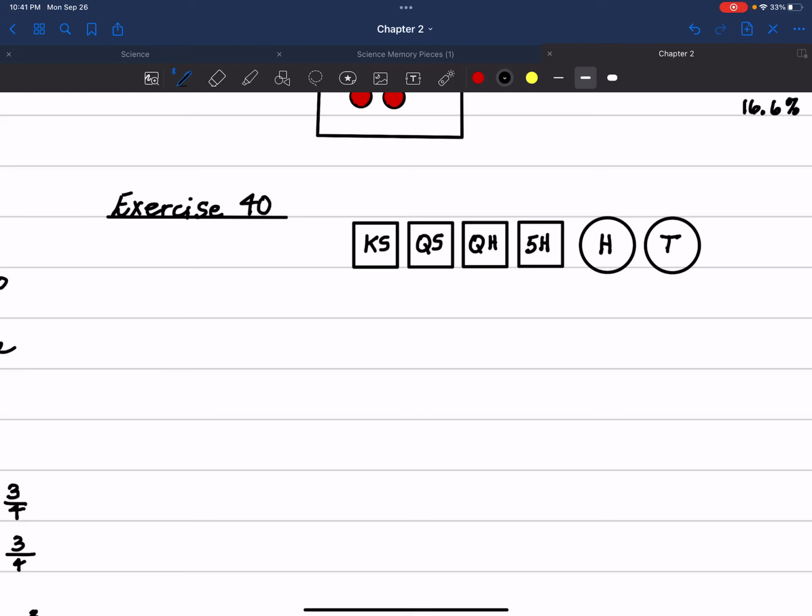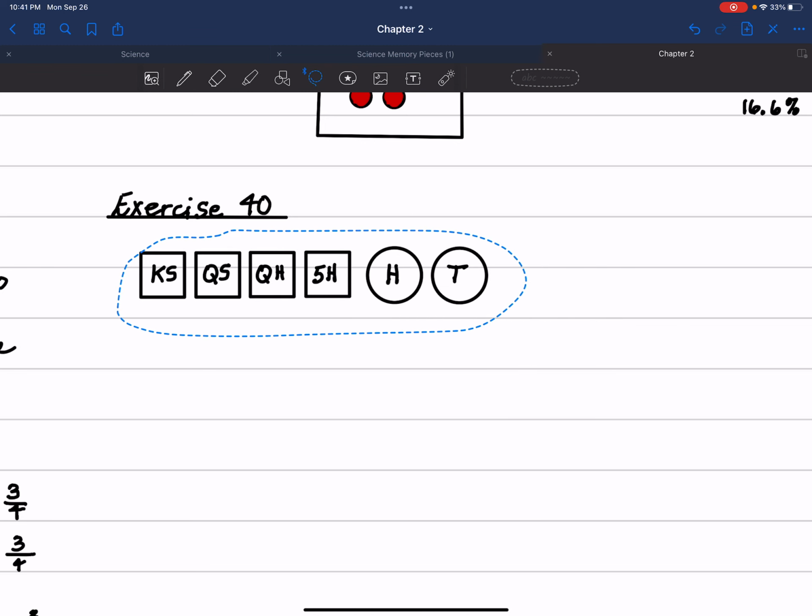I am on page 40 in the exercise book. Questions 13 and 14 are based on the cards and coins below. So I went ahead and sketched those out. And let me just check to be sure I have them right. I have the King of Spades, the Queen of Spades, the Queen of Hearts, the Five of Hearts, heads and tails. And here is number 13.